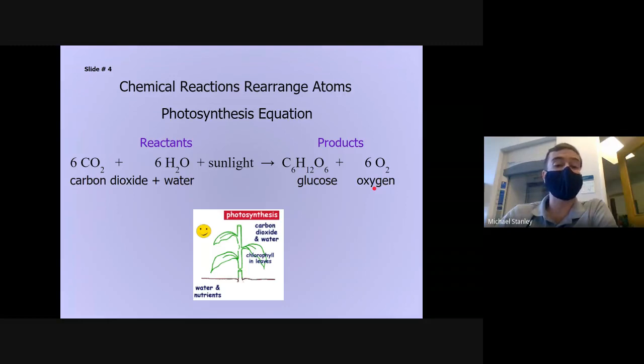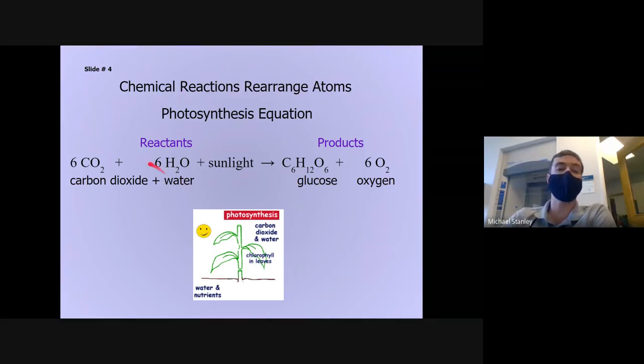So this is a classic chemical reaction, right? We have some starting material, and then we turn them into something different, something new, something that was not there before, right? Glucose and oxygen are obviously not the same chemicals as water and carbon dioxide. They are different chemicals, different combinations of atoms. So our products are different from our reactants, which is what tells us that a chemical reaction has occurred.